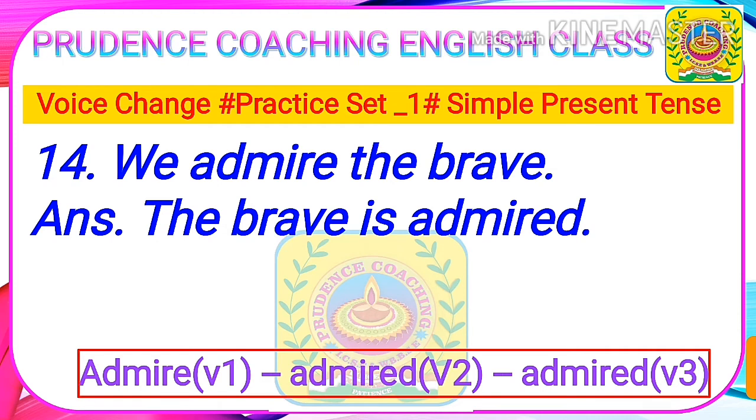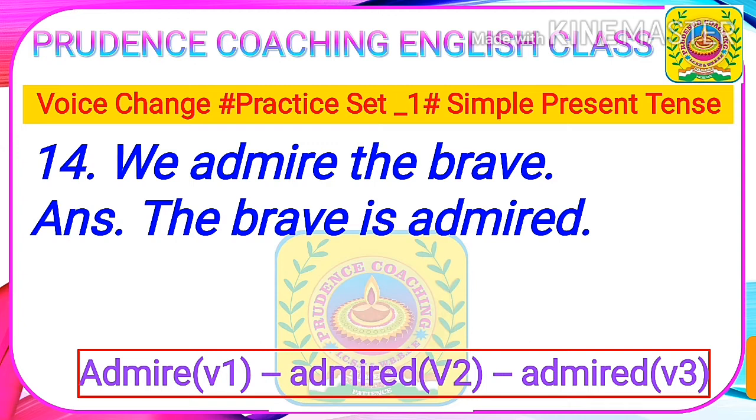and according to the subject we need to choose is, am or are. As you can see, the brave is a singular subject, so we will use is, and we need to write the past participle form or V3 of admire, which becomes admired. And now students, the most important thing here is that the brave is admired. It is not very important to write by us, because the brave are admired.